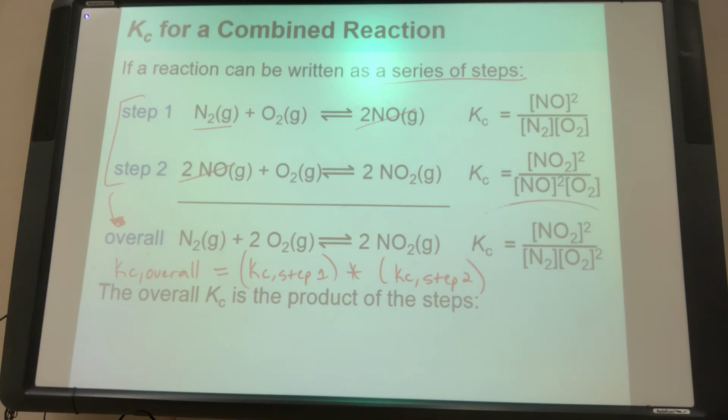So let's look at this. I want to get this guy. So I take the first KC, NO squared over N2, O2, times the next one, NO2 squared over NO squared O2. If I work this out, you've got an NO squared here and an NO squared here. This NO squared and this NO squared cancel. There's nothing for the NO2 to cancel with, so the NO2 is just going to stay where it's at. This N2 is on the bottom, so he stays where it's at. And if you have an O2 times an O2, you get O2 squared. So to get the new KC, you have to multiply the steps together. Okay?